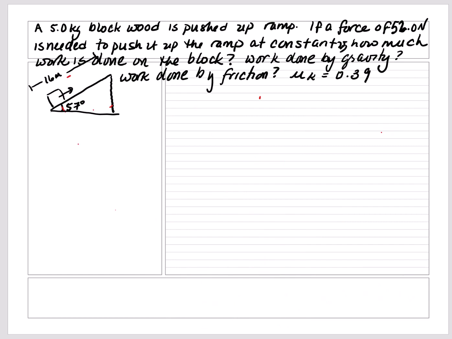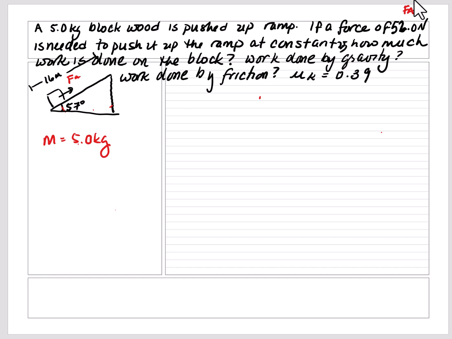So here we have a block that's being pushed up a ramp. So first thing you want to do is identify your variables, draw any free body diagram when necessary, and write your equations from the variables that you identify. So we know we have a mass of 5 kilograms. We know we have an applied force needed to push, and that is my 52. So that means I know my applied force is going up the ramp.